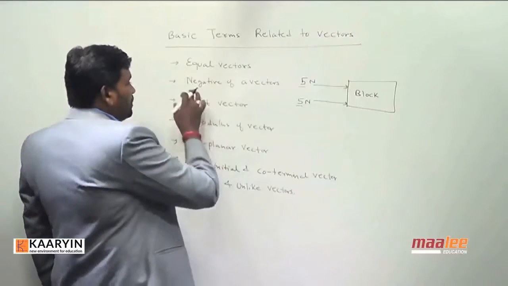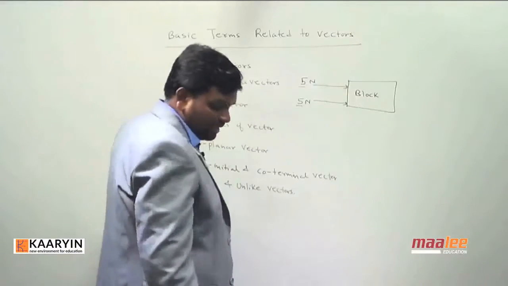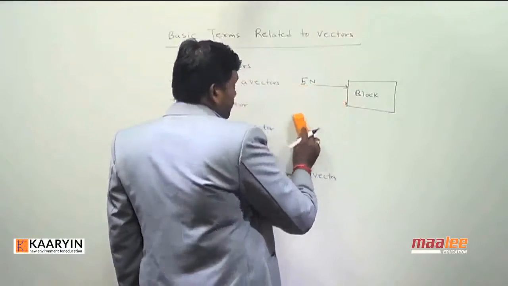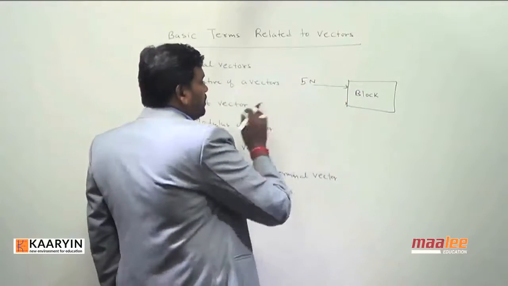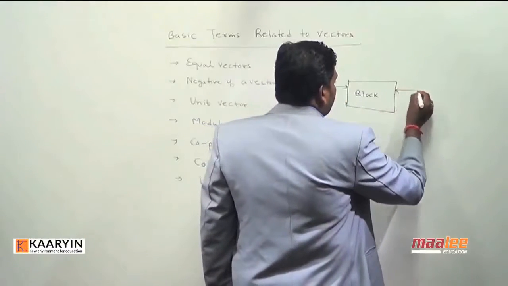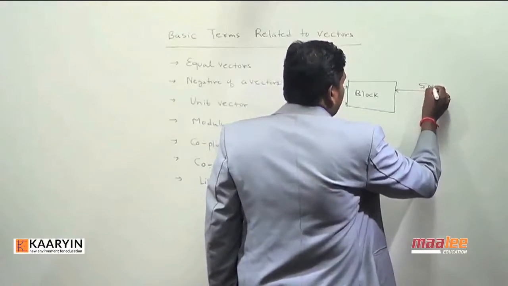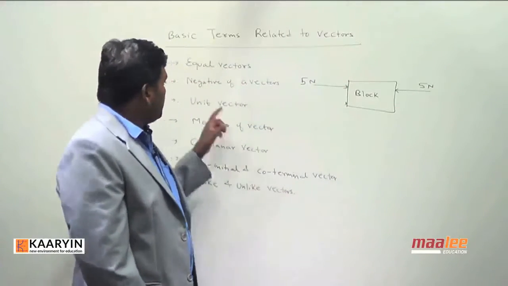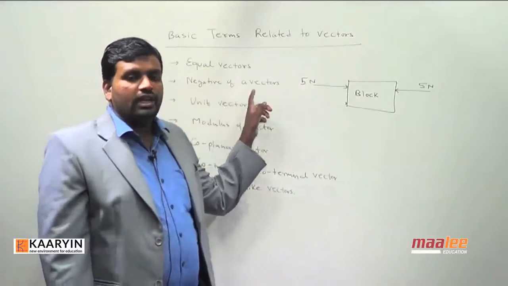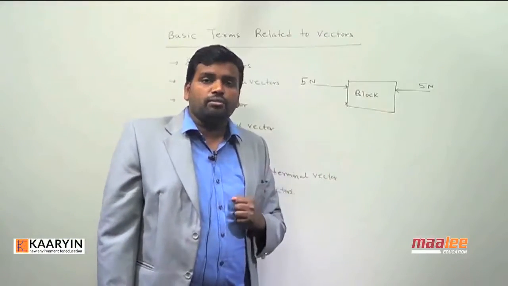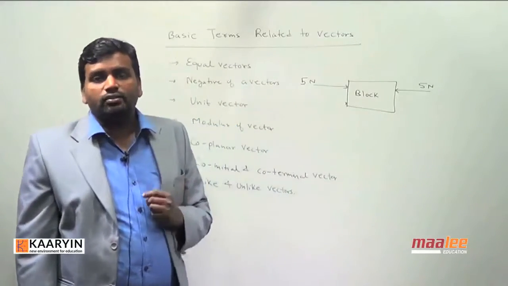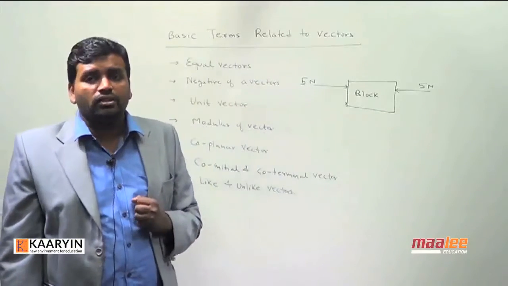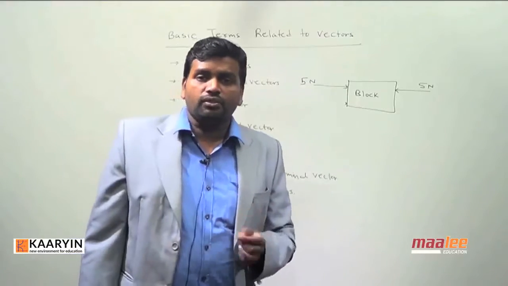Similarly, next one is negative of a vector. What does negative of a vector mean? Suppose again the same block is there, you are applying force of 5 Newton and one of your friends is applying force of 5 Newton but in opposite direction. So negative vector means the vector which is having same magnitude but opposite direction. A vector which is having same magnitude but opposite direction, that vector is known as negative of the vector.